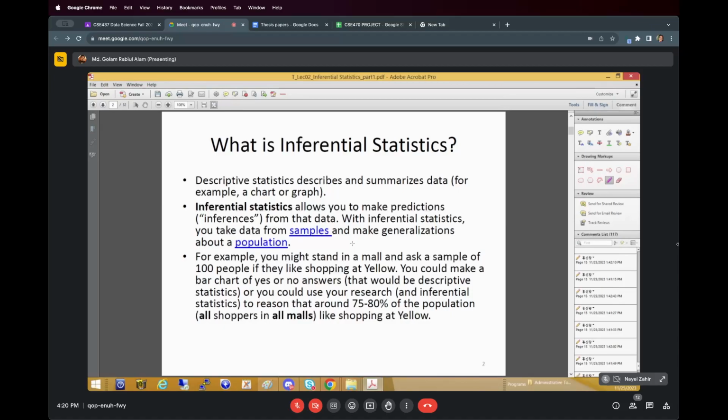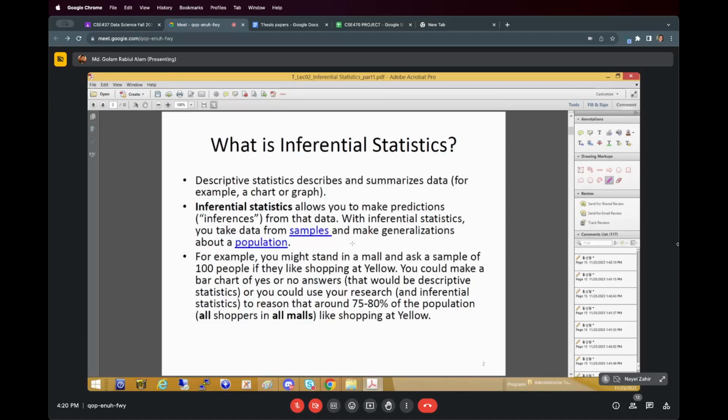For example, you might stand in a mall and ask a sample of 100 people if they like shopping at YOLO or not. Some of the people will say yes and some will say no. And from the yes and no, maybe you can find the average number of people who said yes and the average number who said no. So those kinds of things are descriptive statistics.